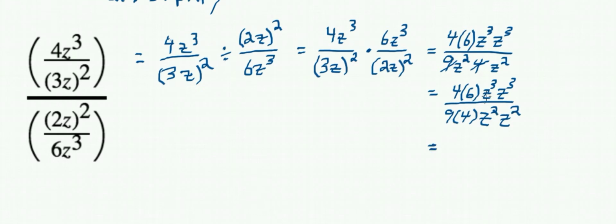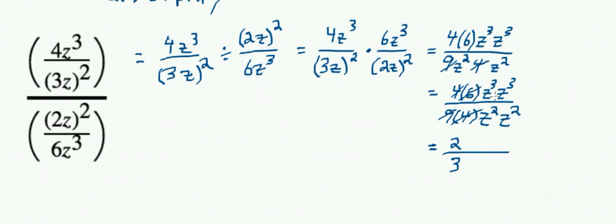We see now that we have some things that are going to cancel. On the top we have a 4 and a 4. They cancel because 4 over 4 is 1, and 1 times everything else is just everything else. So they're gone. Now I'm left with a 6 and a 9, and I know 6 and 9 are both divisible by 3. So if I factor out a 3 from the top and the bottom and cancel them, I will be left with 2 in the numerator, and in the denominator, a 3. That takes care of my 6 and my 9.